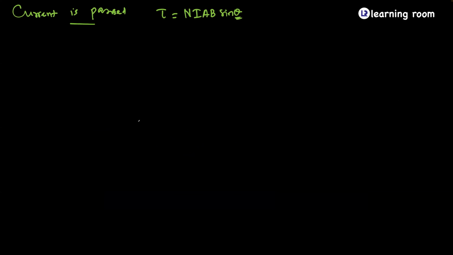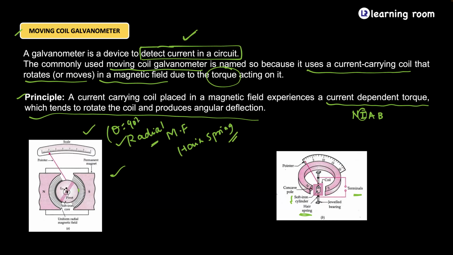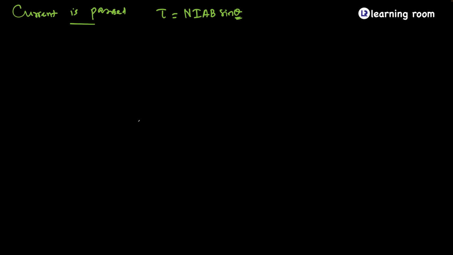So when it is 90, tell me logically what is going to happen. When I put 90 here, sin 90 is the maximum value. So when sin 90 is maximum, can I say torque is also maximum? So what is the importance of this radial magnetic field? First, it always maintains the angle between the magnetic dipole moment and the magnetic field at 90 degrees, as a result of which the coil always experiences maximum torque. And what is the value of that maximum torque? When I put 90 here, it gives me NIAB. Let this be equation number 1. I hope I am clear till this step.